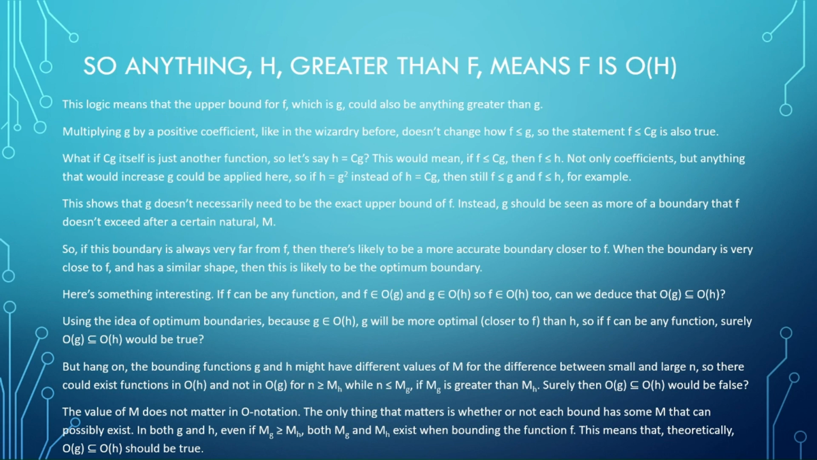In the big O predicate formula, all it said was there exists a constant and there exists a natural m. It doesn't say anything about what values they are. All that matters is if they exist. So this means I haven't proven it, but theoretically, order g being a subset of order h should be true. So if this does turn up in an exam question, then yay, you can just look at this slide and you're prepared.